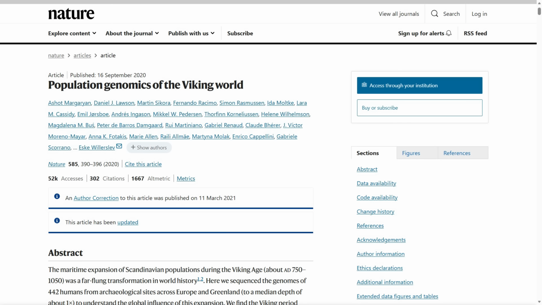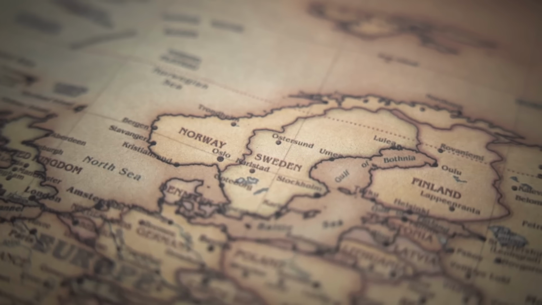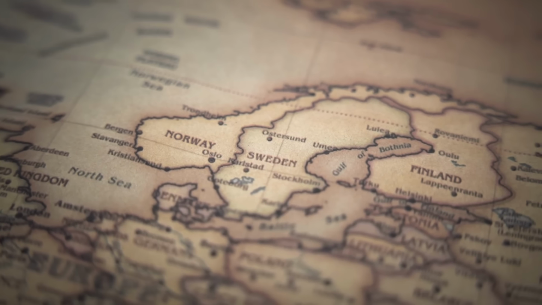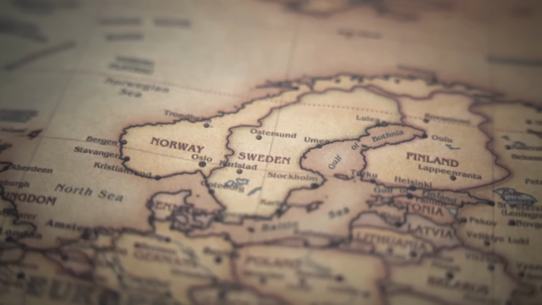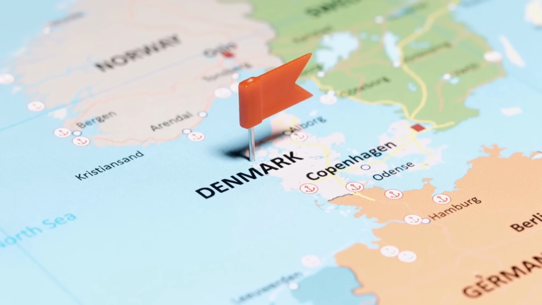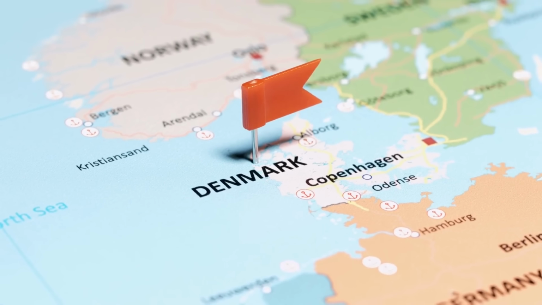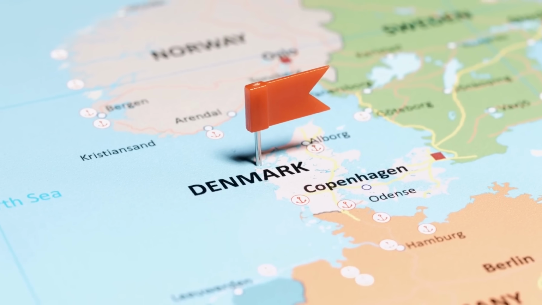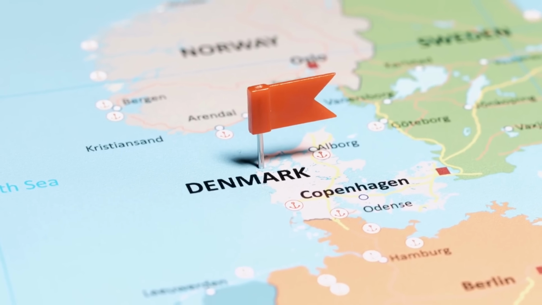A 2020 paper published in Nature, for instance, found that some individuals from Denmark and southwest Sweden during the Viking Age had large amounts of South European ancestry. This ancestry was absent from Iron Age Scandinavians in the study. So this is at least something to keep in mind.